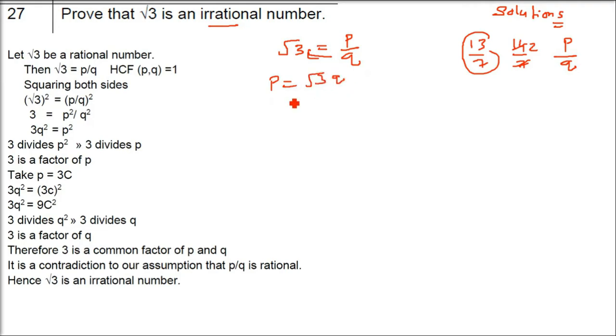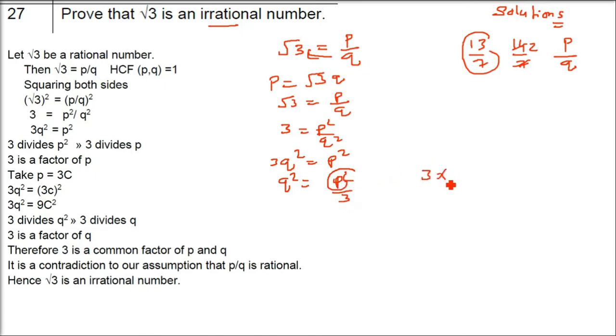So when you cross multiply, root 3 equals p by q, or in any way you have to show that 3 equals p square by q square, or whichever way you take. Finally, you have to show that 3 divides p square. What I am saying is q square equals p square by 3. If p square is divisible by 3, p is also divisible by 3. If p square is say 9, I am just giving an example, 3 into 3 is divisible by 3, and 3 is dividing p also. So basically, when p square is divisible by 3, p is also divisible by 3.